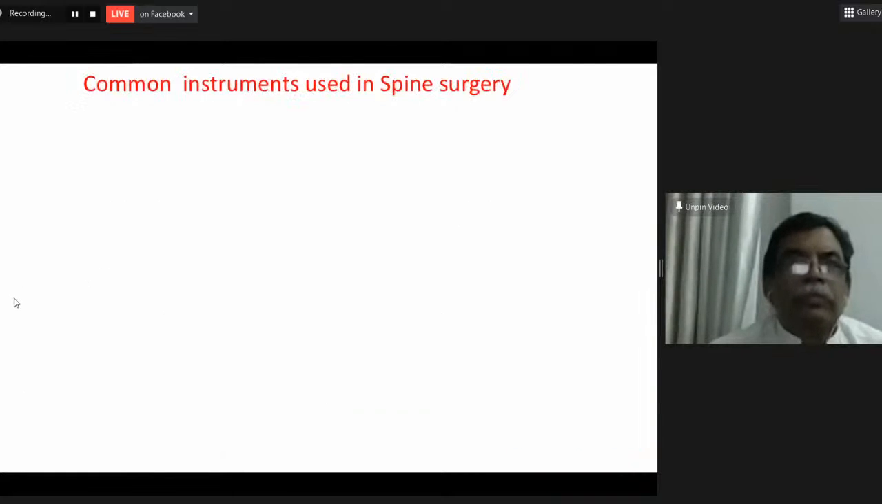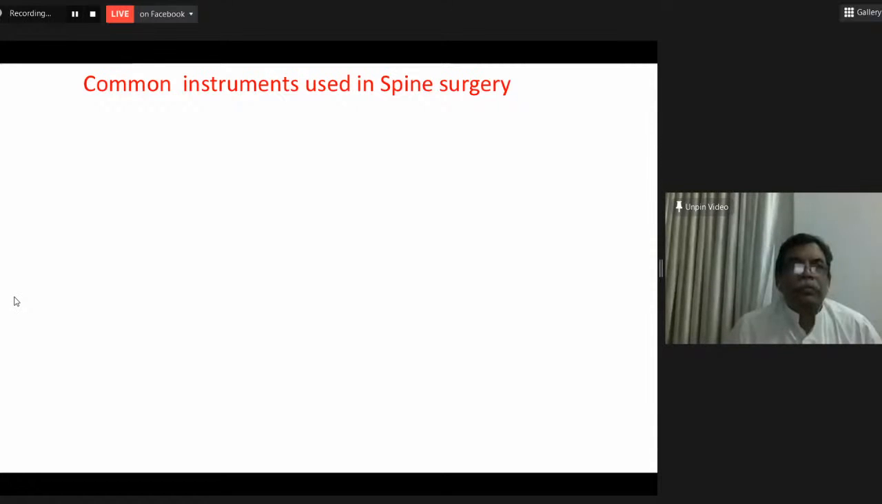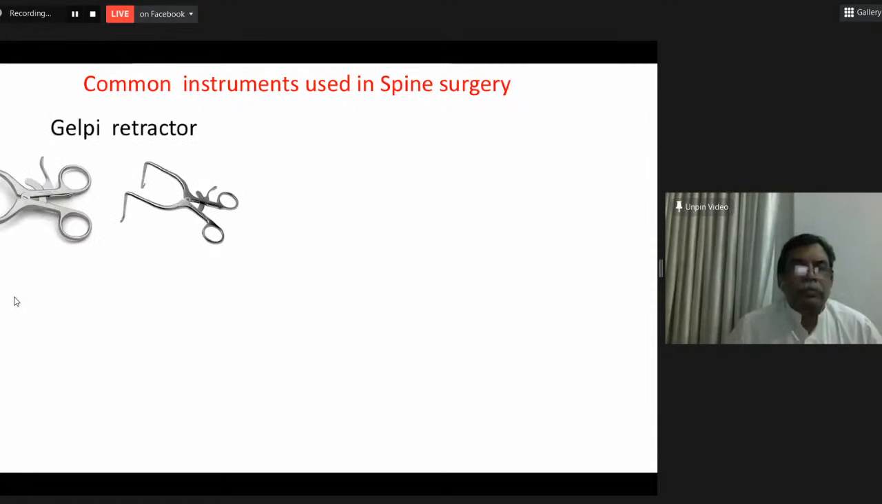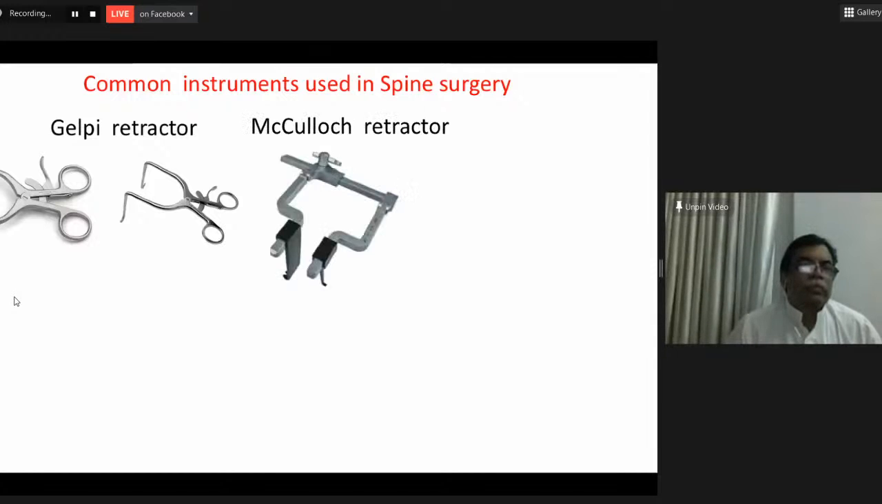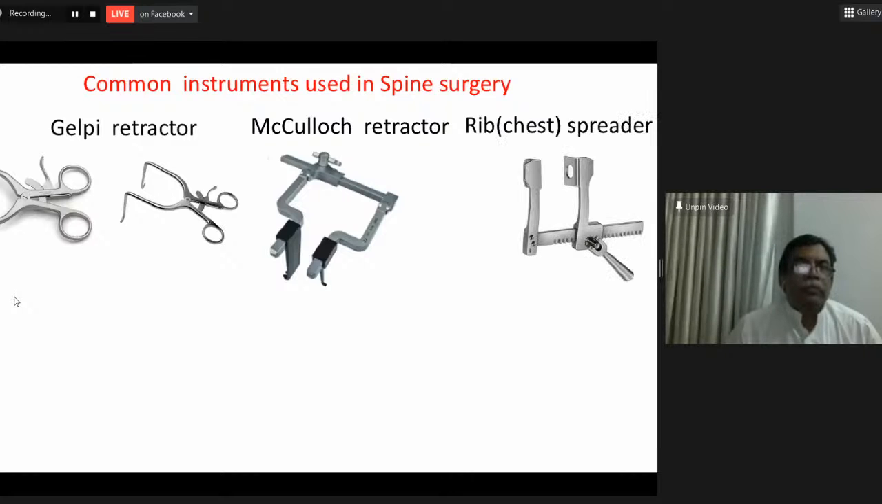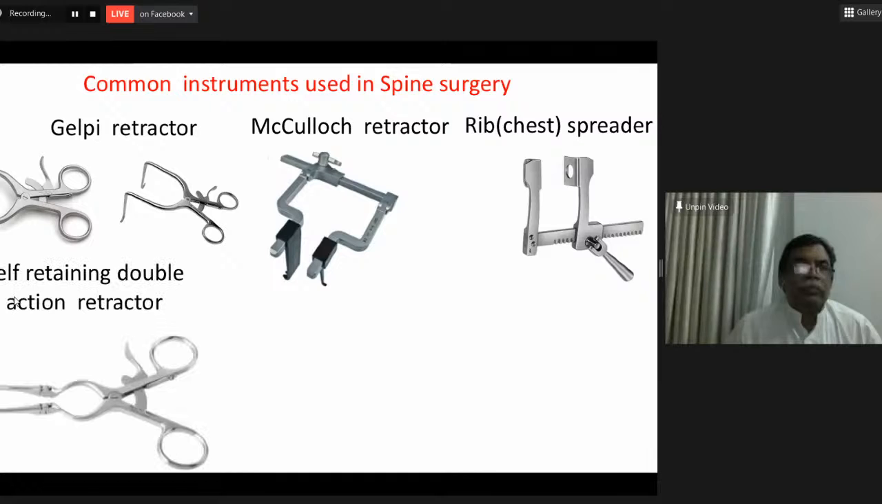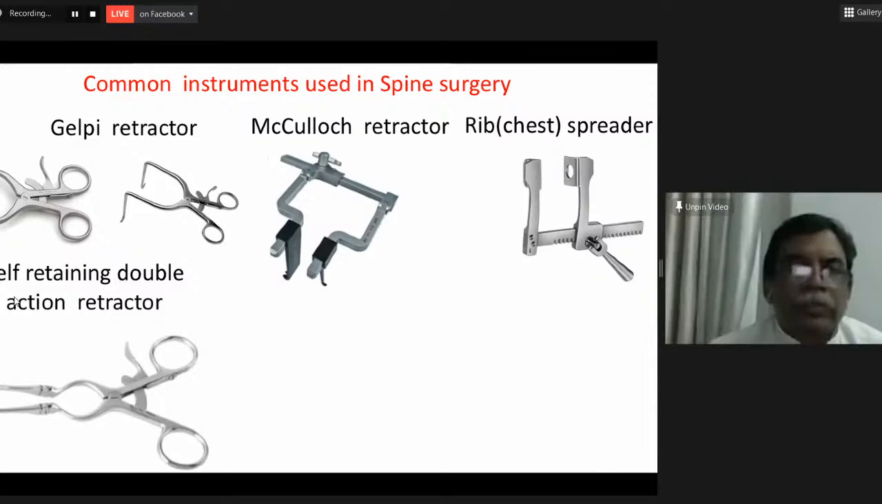What are the common instruments used in spine surgery? We should know according to the step of the surgery. You should know about this, it is the Gelpi retractor. So it is a self-retaining retractor. You can have McCulloch retractor, which is used in microdiscectomy, and in transthoracic surgery, you can use the chest spreader. There may be self-retaining retractor, and if it is double action, then you can angulate and use it nicely.